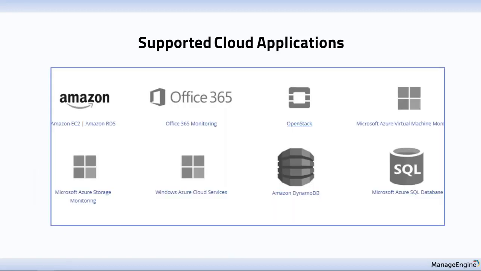So talking about the cloud applications, we have various monitor types available in Applications Manager. And the commonly used cloud applications being Amazon, Microsoft Azure, and Office 365. Each individual service has multiple services being monitored within it, which is what we will be seeing.